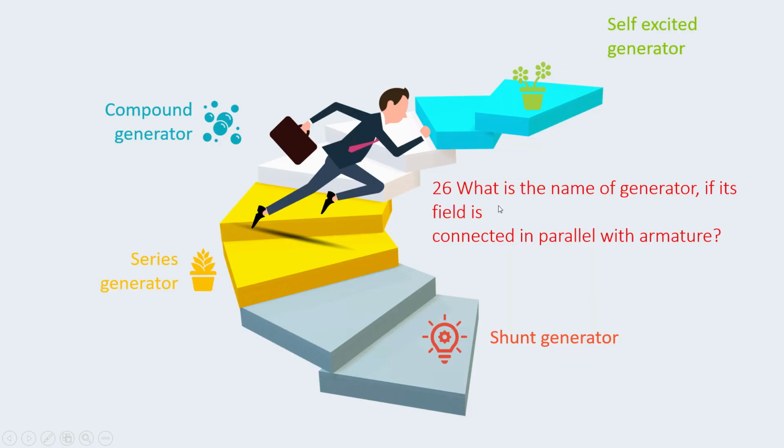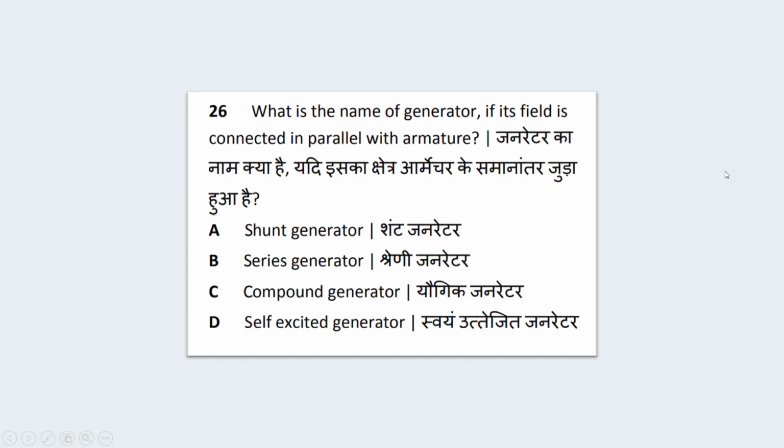What is the name of generator if its field is connected in parallel with the armature? Shunt generator, series generator, compound generator, self-excited generator. The answer is shunt generator.